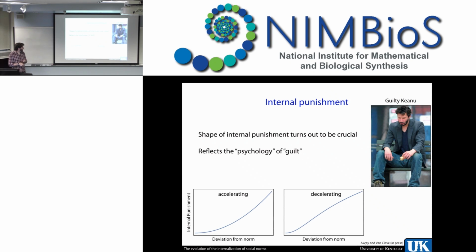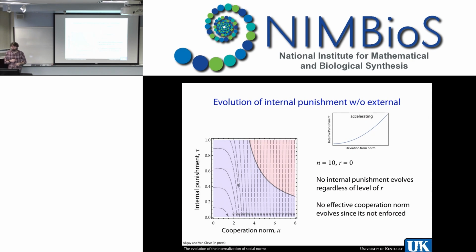Whether, as your deviation from the norm gets bigger and bigger, does that internal punishment accelerate? So you get more and more guilty for every increasing unit of deviation. Or as you deviate, does it decelerate? So you still get more guilty, but you get less guilty per unit increase in your deviation. So if we have, oh yeah.